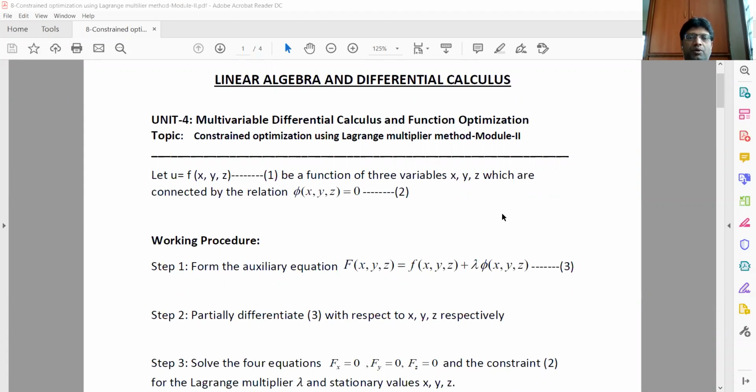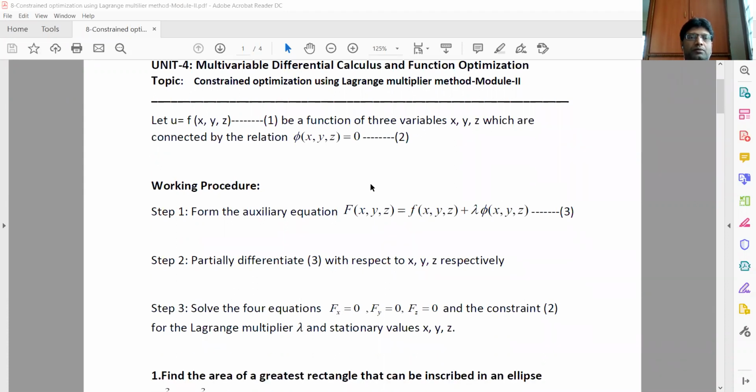Before going to the problem, let us summarize the method. Let u equals f of xyz be a function of three variables which are connected by the relation phi of xyz equals 0. The working procedure is, first we have to frame the auxiliary equation. The auxiliary equation is capital F of xyz equals small f of xyz plus lambda times phi of xyz. Here this lambda is known as Lagrange's multiplier.